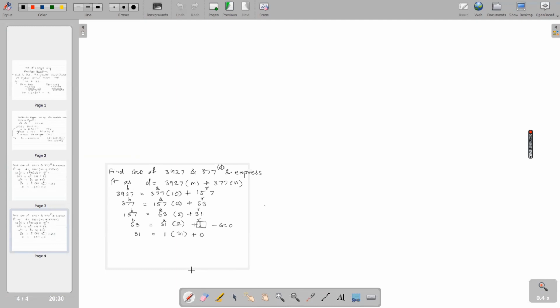So now let us see how to express 1. So I'm going to this second last step. Okay. 1 is equal to. Let me write the second step once again. I will just write this as 63 is equal to 31 into 2 plus 1. And therefore, I can just write 1 as 63 minus 31 into 2. What we are going to do is 1 by 1, we will make substitutions for these integers from Euclidean algorithm steps, and we will try to bring 3927 and 377 in the expression one by one.